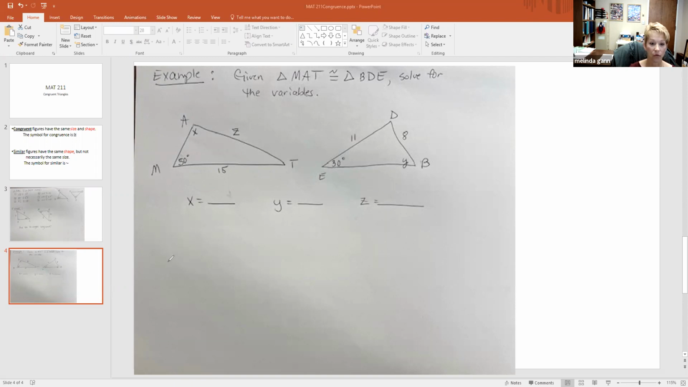Well, you know that side MA has got to be congruent to which one? The first 2 here with the first 2 here, BD. Okay, and then you would know the last 2 here go with the last 2 here. So you would know that AT would have to be congruent to DE.